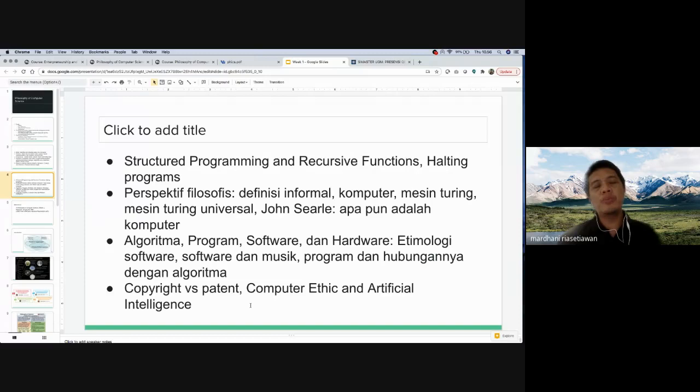Why, in computer science, have we also found the movement of freedom, the free and open software foundations, the open source movement, and so on? So why is this going on? That will be very interesting for us to discuss.